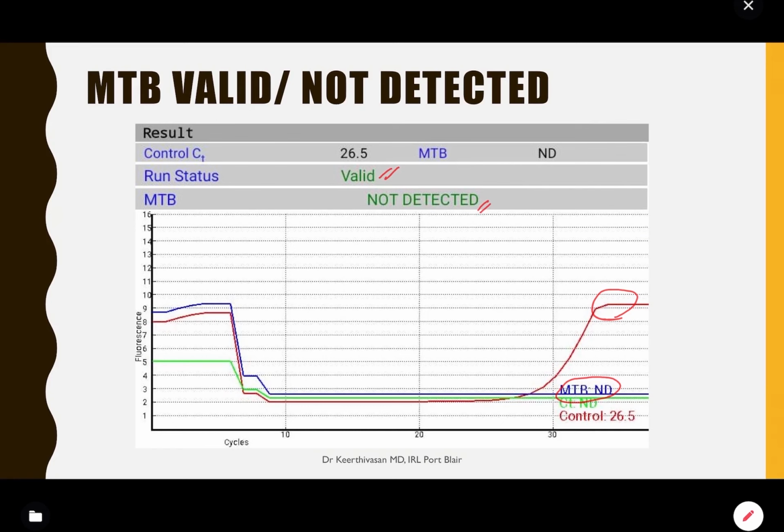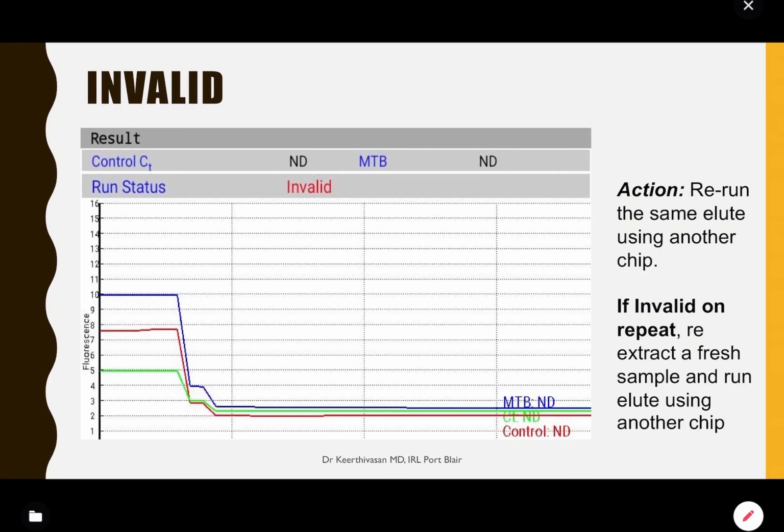If this control line does not amplify and we don't see the control line being picked up, that means there is some problem, either during extraction or during PCR. So what should you do when you get this invalid result? You have to rerun with the same elute using another chip. We are rerunning the same elute which you got after DNA extraction, to see whether the problem was during the PCR. That is why you use another chip and rerun the same elute.